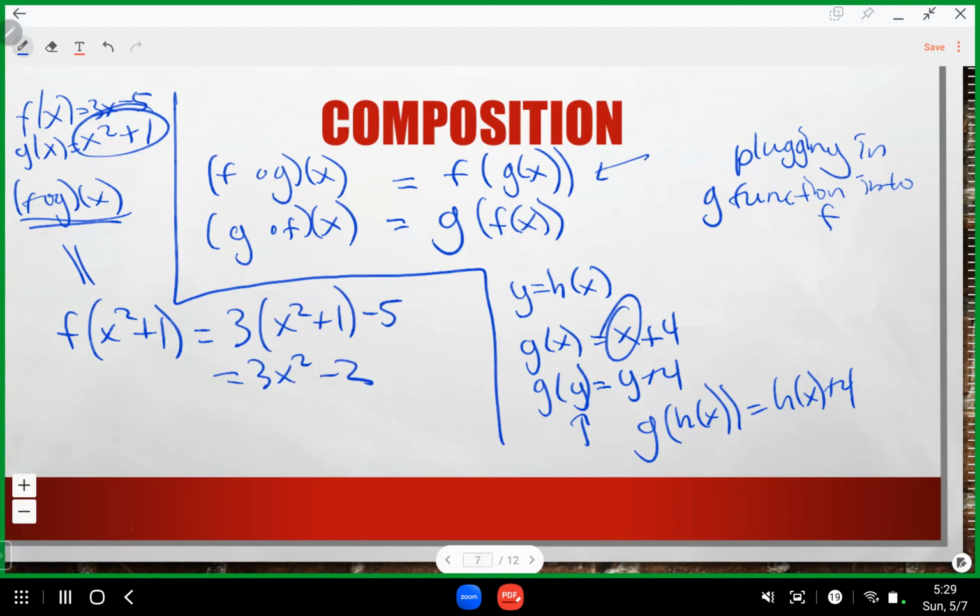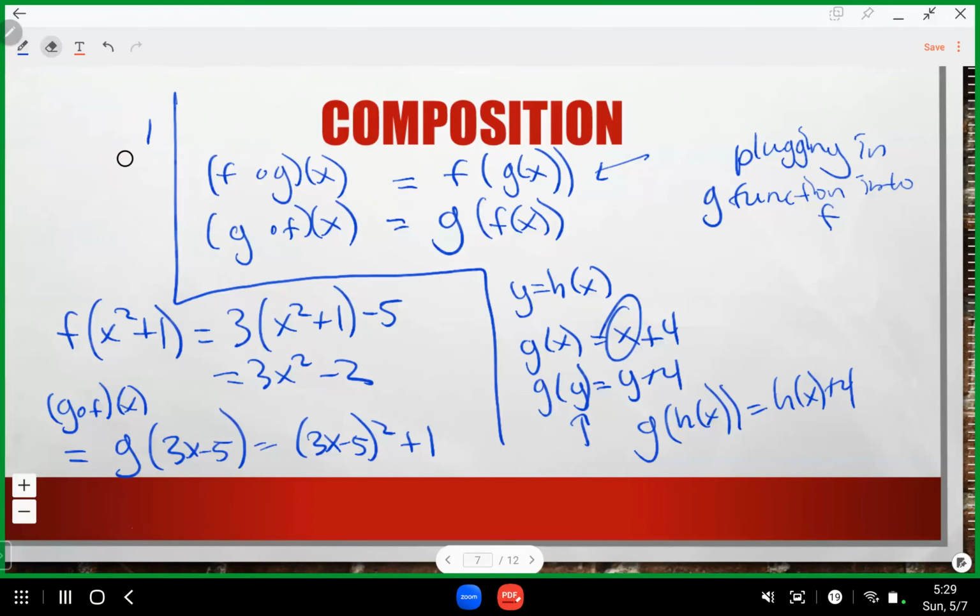And then if we take g of f of x, this is going to be equal to g of 3x minus 5, which is equal to (3x minus 5) squared plus 1, right? So are there any questions on this? If there are no questions, then I will continue to some inverses, right? Wait, actually, I do want to go over the second example here. More on compositions.